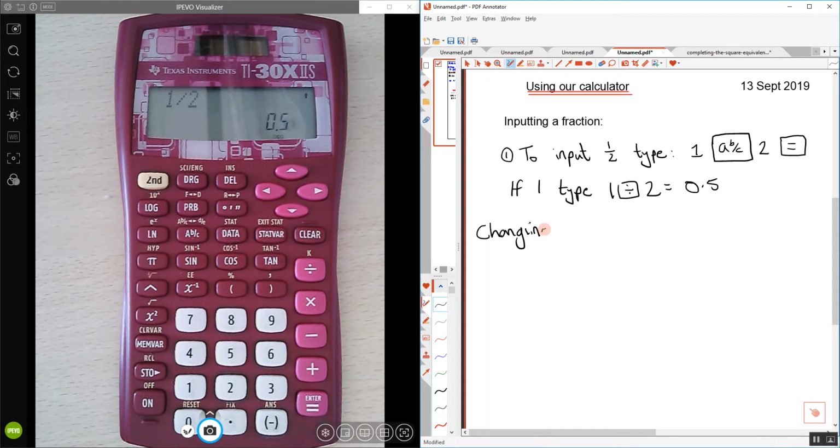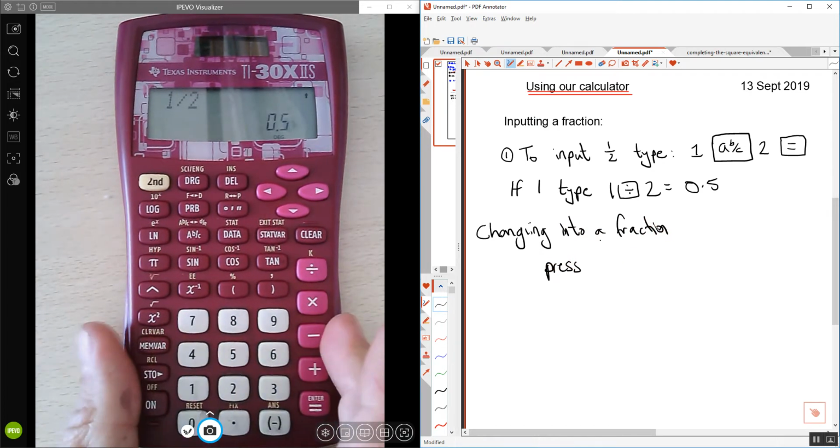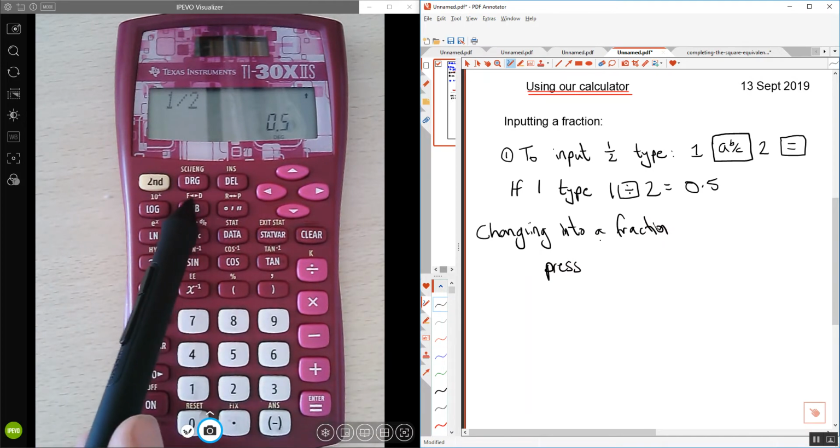Oscar? Mine, just press the button. This is AB over C. Right, okay, good. Into a fraction, we press. Okay, so we are going to press. We want, so you see the F to D up here? On your calculator, Ryan? Are you looking at this? Come on, look at your calculator.